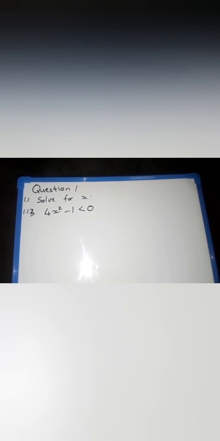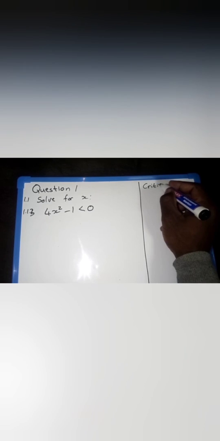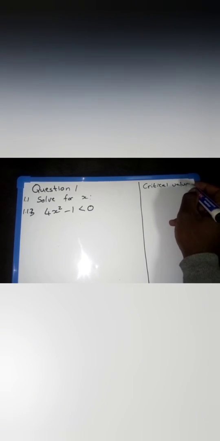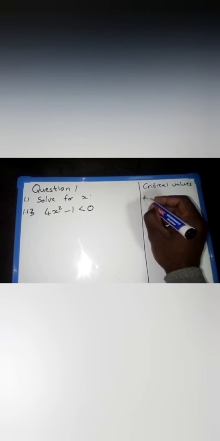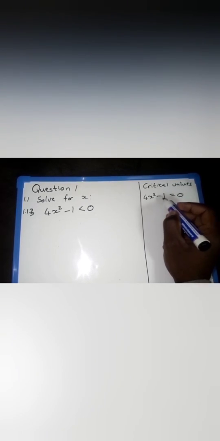We are given 1.1.3, an inequality: 4x squared minus 1 is less than 0. The trick here would be to find the critical values first. So maybe on the side, we'll just calculate your critical values. Basically finding your critical values is like solving for x. So you just say 4x squared minus 1 is equal to 0. You change your inequality sign to an equal sign and then solve for x.